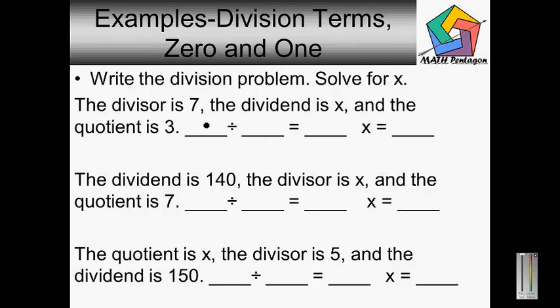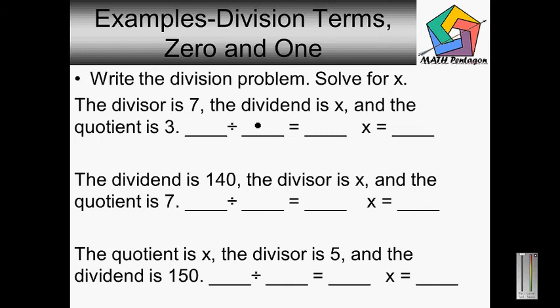Let's do a few examples on division terms. So the directions are telling us to write the division problem and solve for x. We have the divisor is 7, the dividend is x, and the quotient is 3. So our divisor is 7. That's the second number in this problem.